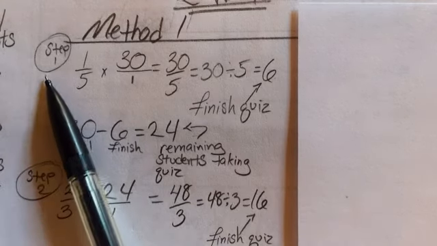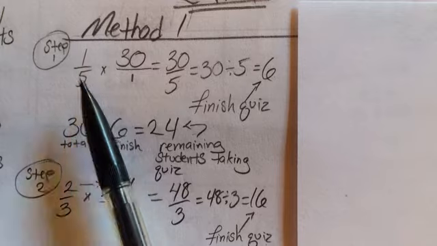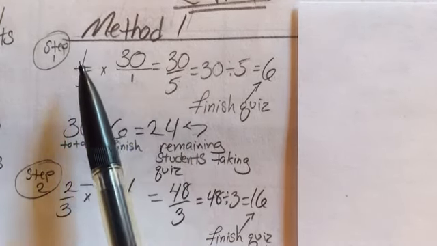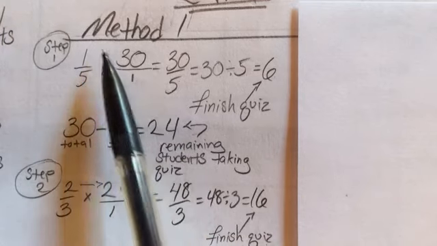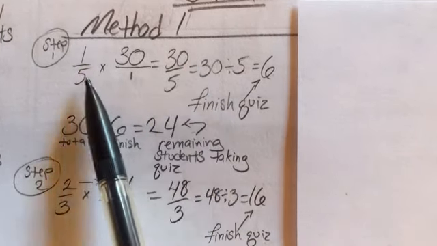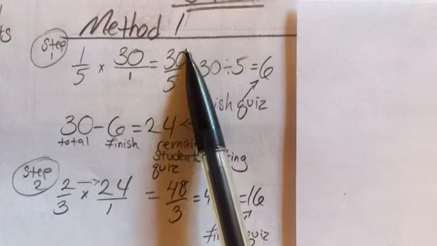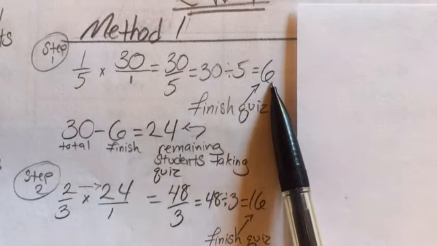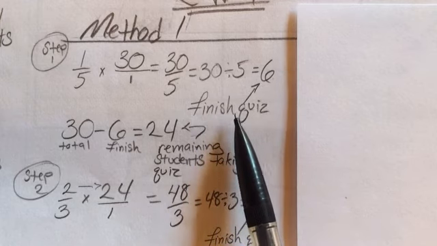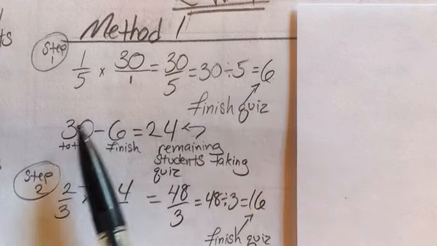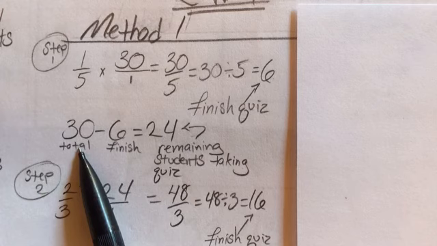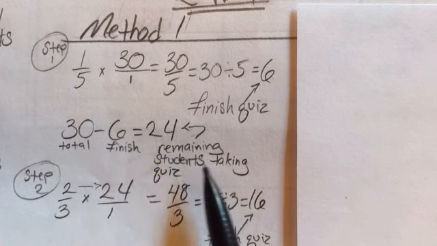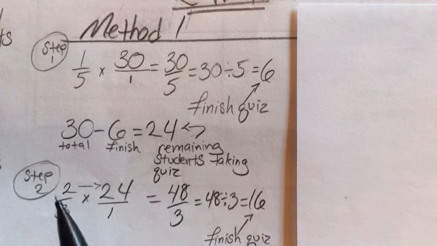So step 1, I need to figure out how many students are 1/5 of the whole group of 30. 1/5 times 30 students. When you multiply fractions, you just multiply straight across. So 1 times 30 is 30. 5 times 1 is 5. 30 over 5 is the same as 30 divided by 5. That's simple enough. 6 people finish the quiz. If 6 people finish, how many are left? Well, we started with 30 minus the 6 that finish. We end up with 24 remaining students taking the quiz.